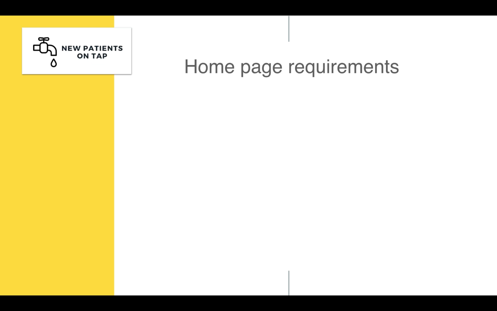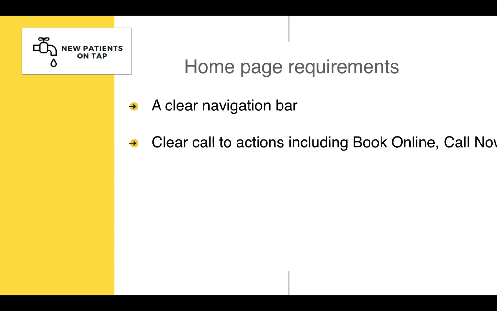So in the home page, we're going to have a number of requirements. We're going to have a clear navigation bar so that your patients, your leads can see clearly what it is you want them to do. We want to have a clear call to action, including a book now and including a book online and including a call now. We want to have a more generic type lead magnet.